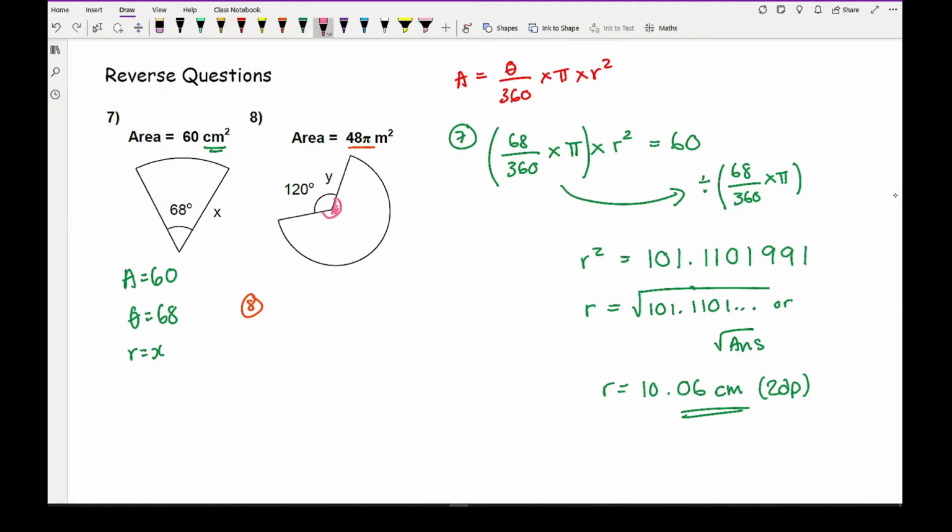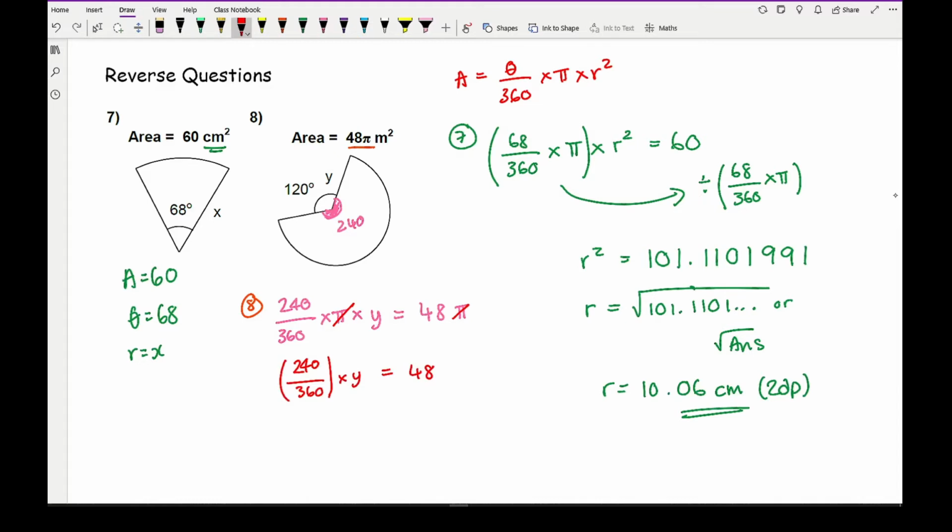So this angle here is 240, so it's going to be 240 over 360 multiplied by pi times the radius, which is what I don't know, which is y, equals 48 pi. Now, because I've got pi on both sides, what I can do is simply cancel the two things out, which is absolutely fine. So here I've got 240 over 360 multiplied by y equals 48.